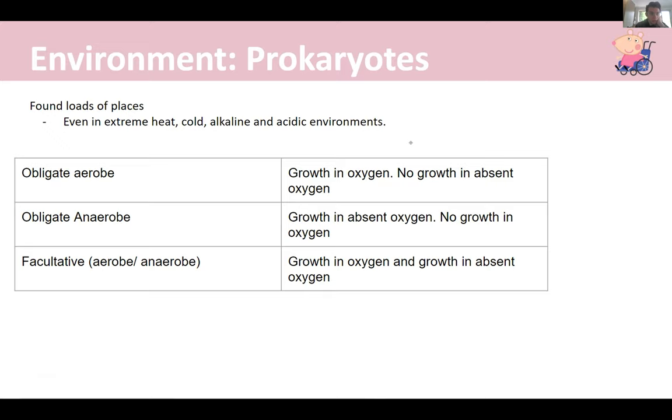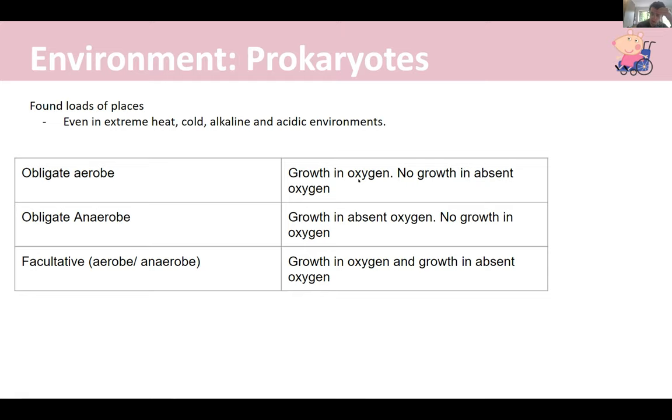There are three words you should know because, as I've mentioned before, prokaryotes are quite durable. They're found in quite a range of extreme environments. Taq polymerase can tolerate heat, cold. You know, they're like these little amoebas. That's not important, so I won't talk about that. There's obligate aerobes, which grow in oxygen. And there is no growth if there's no oxygen.